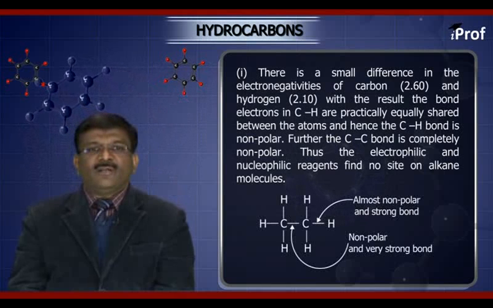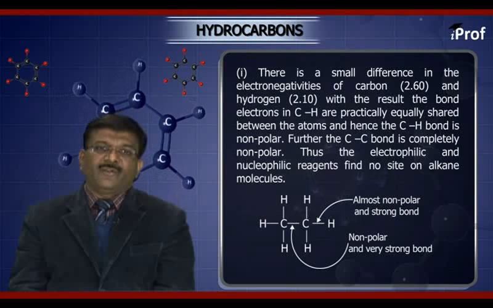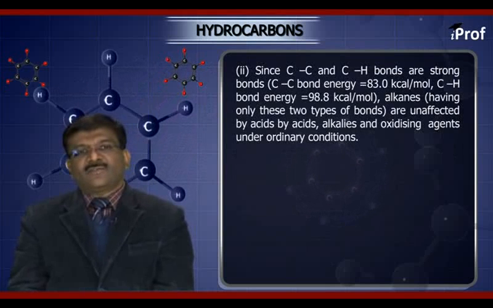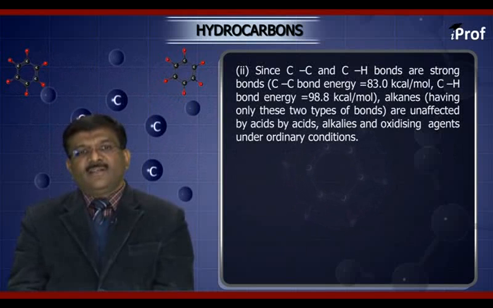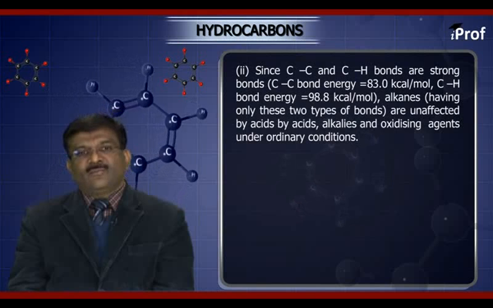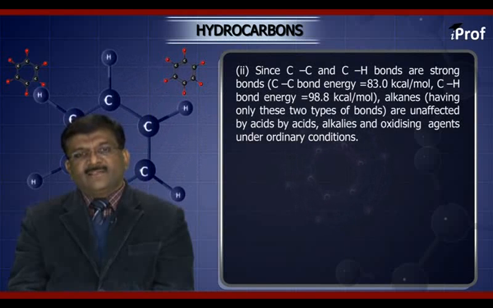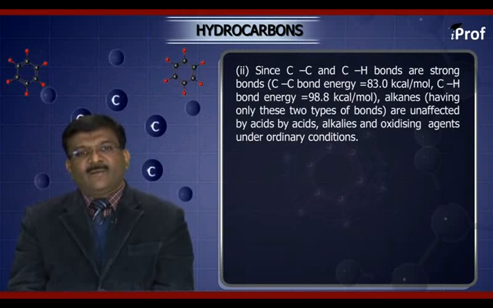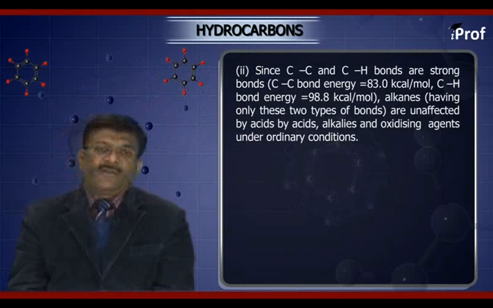They are almost non-polar and have very strong bonds. Second, since carbon-carbon and carbon-hydrogen bonds are strong bonds, carbon-carbon bond energy is 83 kilocalorie per mole, carbon-hydrogen bond energy is 98.8 kilocalorie per mole. Alkanes having only these two types of bonds are unaffected by acids, alkalis and oxidizing agents under the normal conditions.